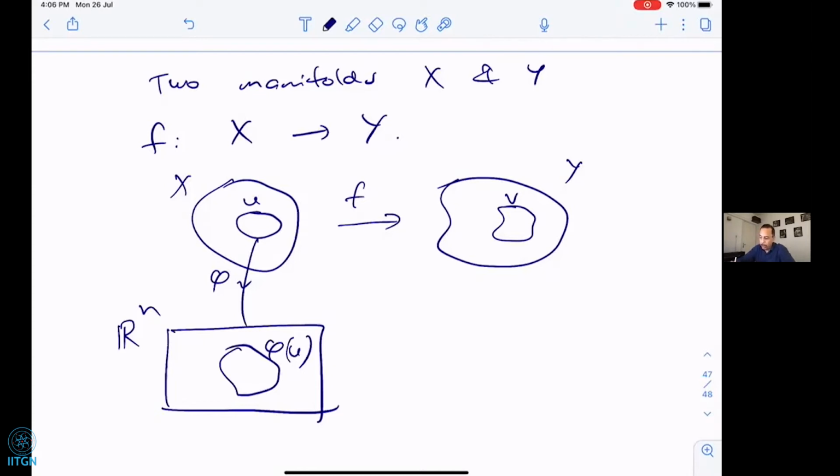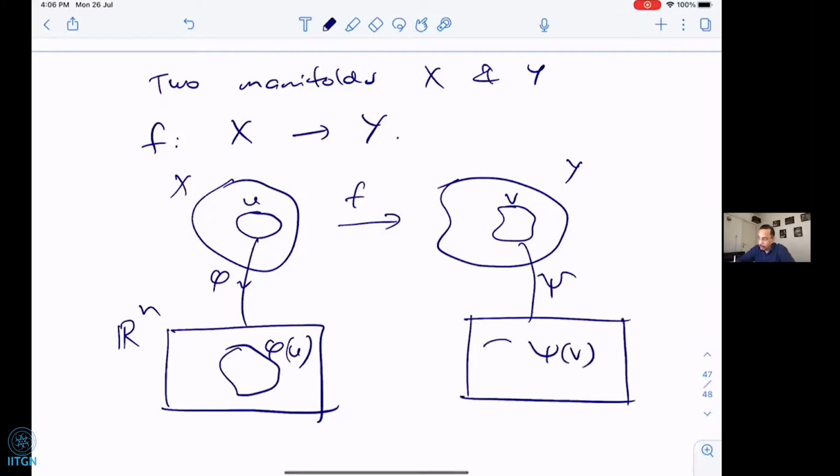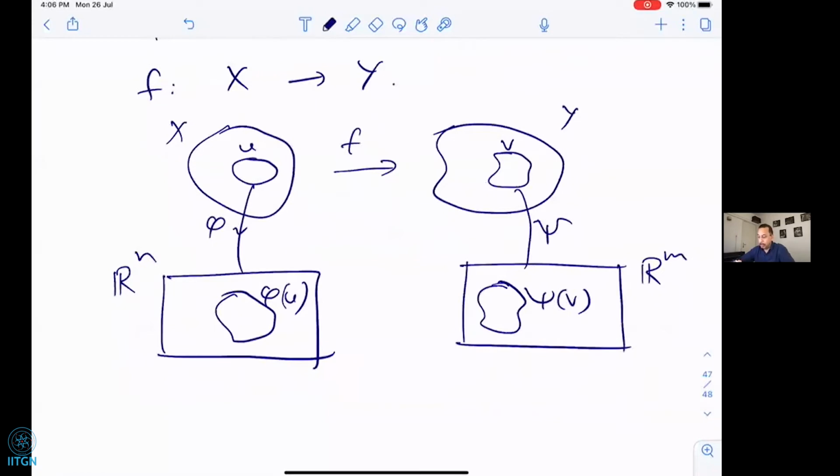Now, the same is true for Y. It has its own homeomorphism, which I'm calling psi, just to give it a different name from phi. And it takes any particular open set V in Y into psi of V, which is some open set in Rm. I'm using Rm here because I'm not assuming that X and Y are manifolds of the same dimension. They could have different dimension because now I'm considering a map from a manifold to a manifold. So far, I've never considered that. Okay, good. So here is the situation.